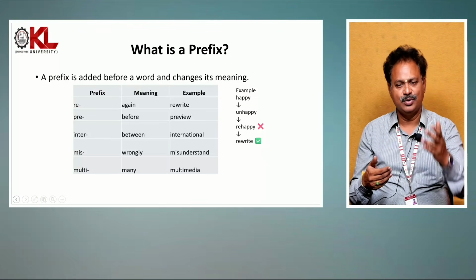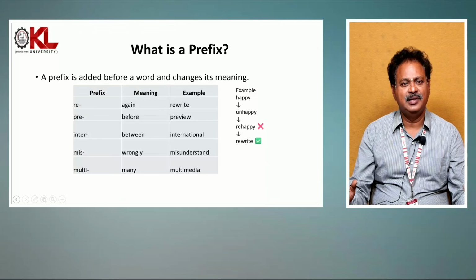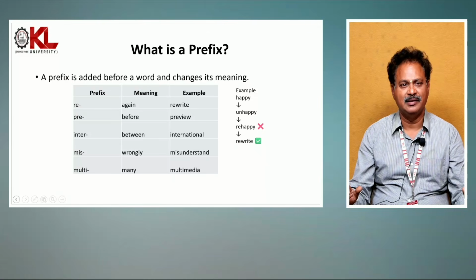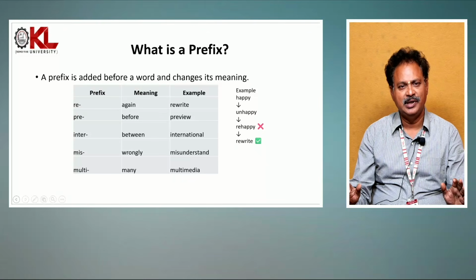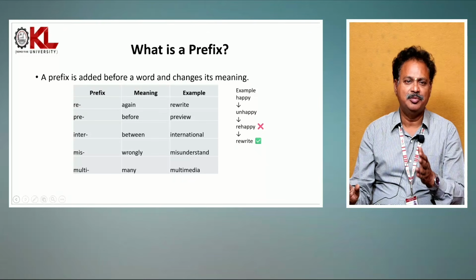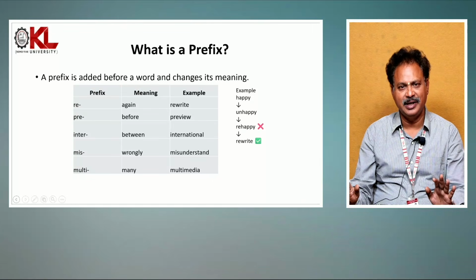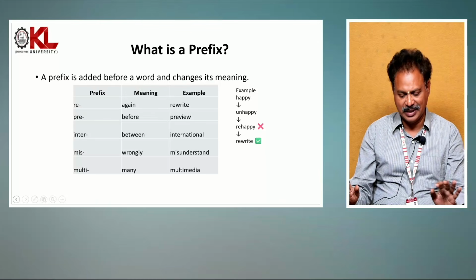So for your understanding, a list of prefixes is given here. Re means again. Pre means before. Inter means between. Mis means wrongly. Multi means many, right? Accordingly, examples are also given here.